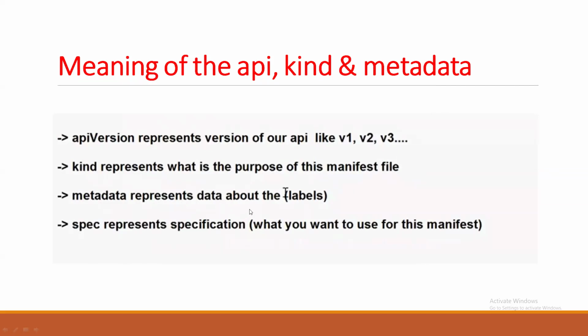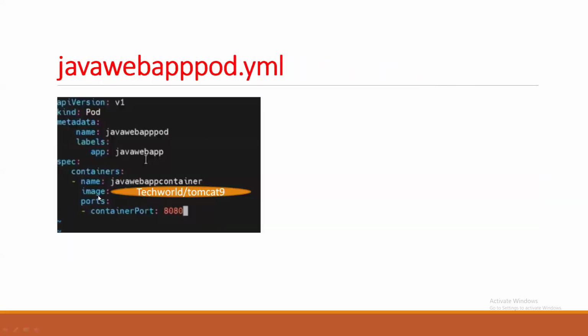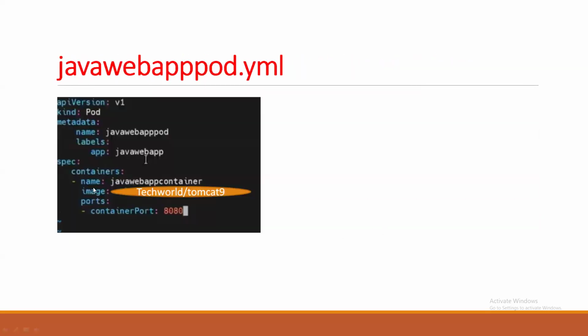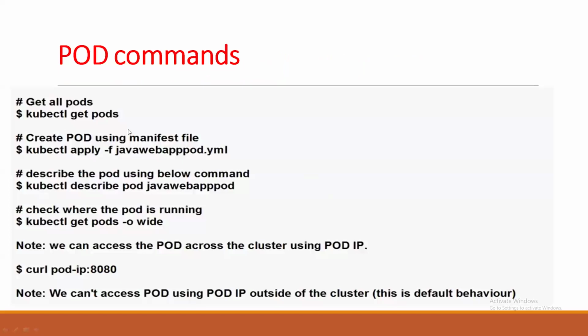Metadata represents the data about the data, which is nothing but labels. Label is important, guys. Labels will represent the service later. Spec represents the specification. What do you want? You want a container. Specification, spec, is nothing but the specifications. We want a container. Guys, understood?